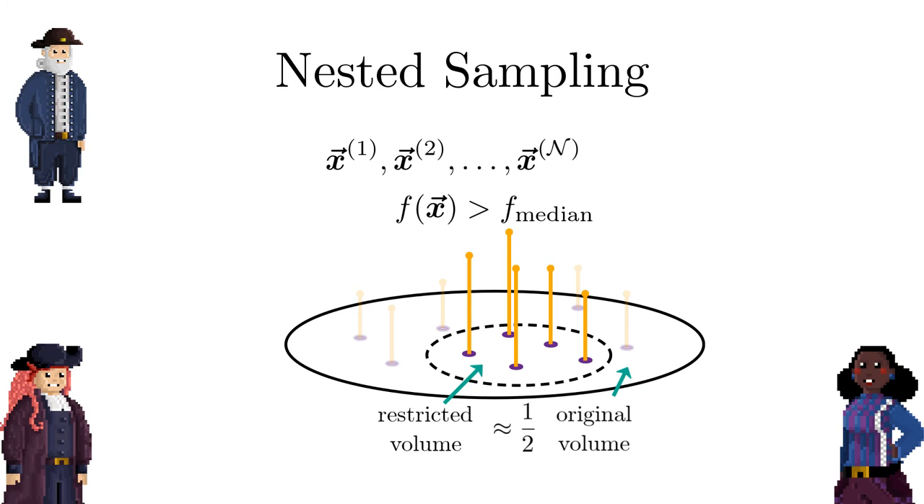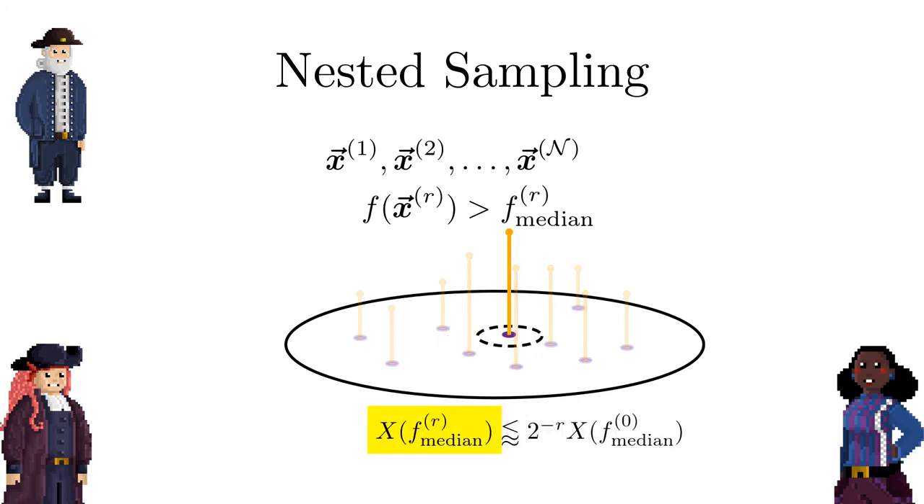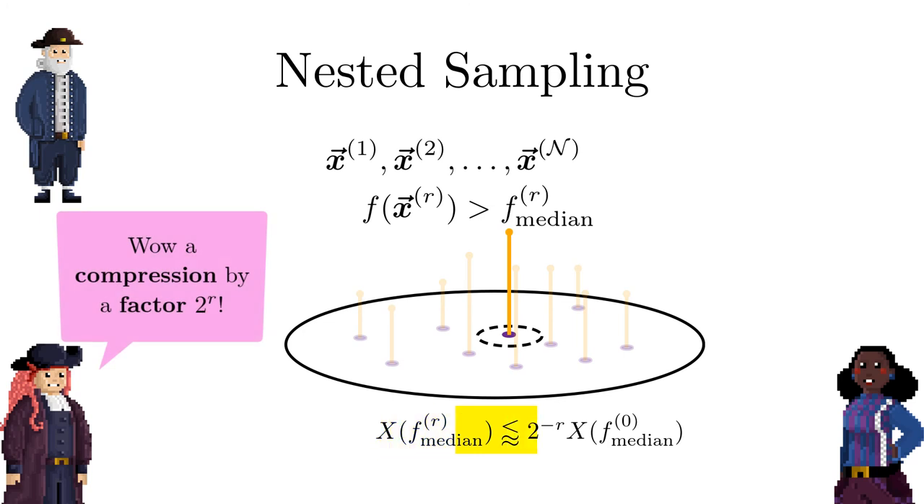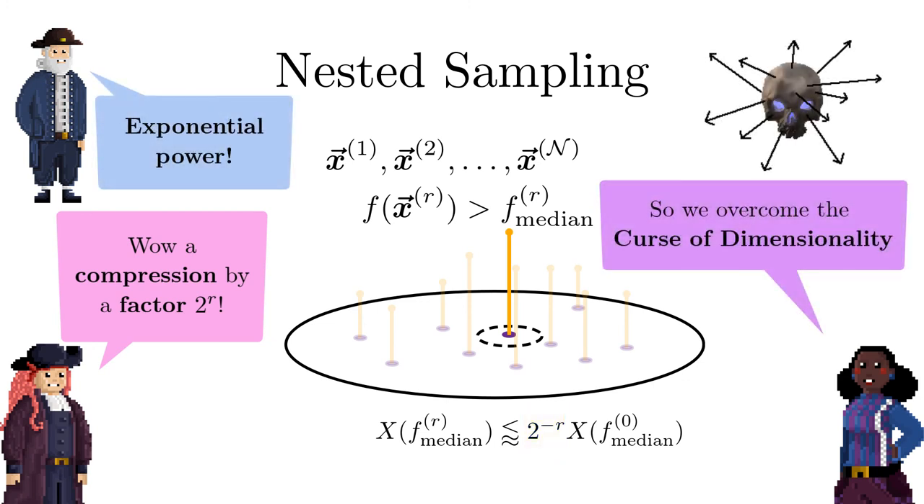And statistically, that restricted volume would be roughly half the original volume, because that's what a median is. So by ordering the samples according to their f value, we can infer on the prior masses. Repeating that procedure r times would yield compression of the prior mass x of f by a factor something like 2 to the power r. This is the exponential behavior required to overcome the curse of dimensionality.